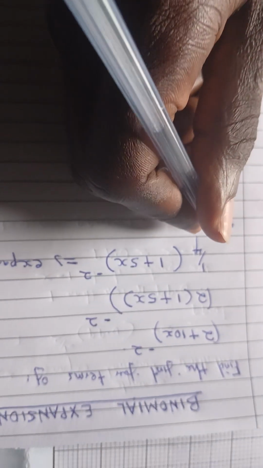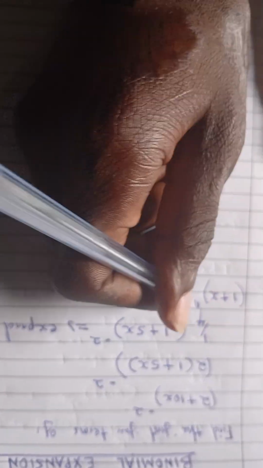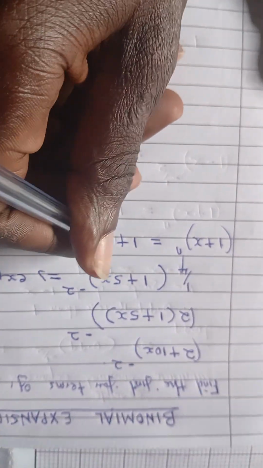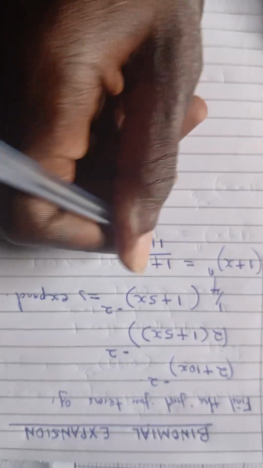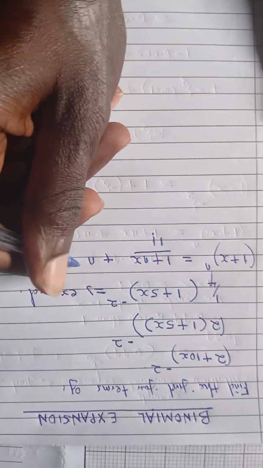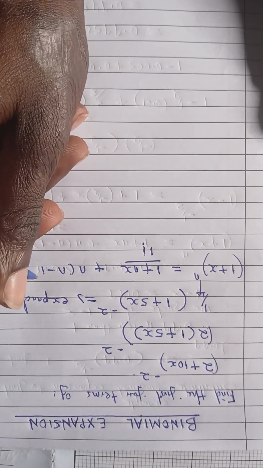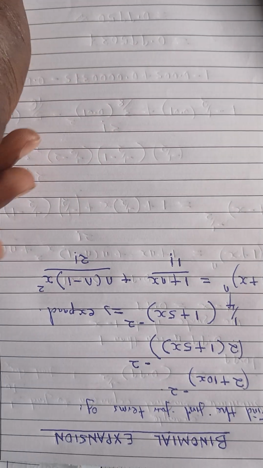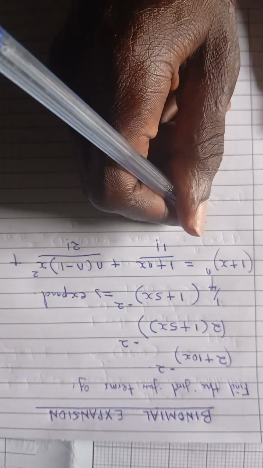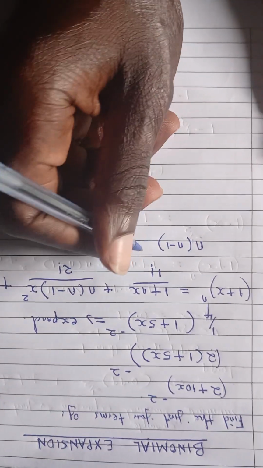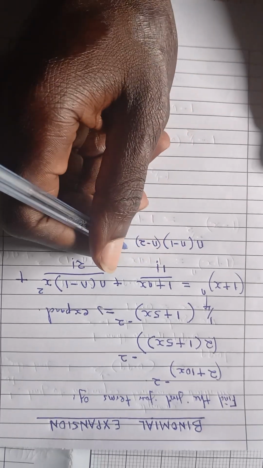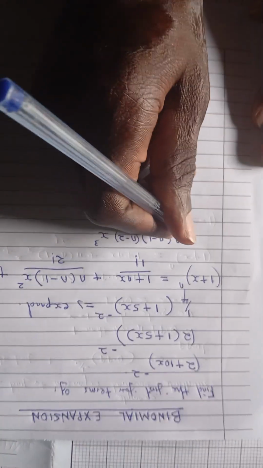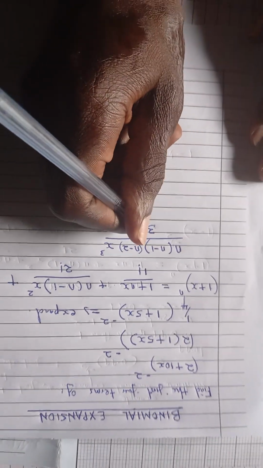So we know the formula in binomial expansion. When we have 1 plus x raised to the power n, this one is always given by 1 plus nx over 1 factorial, plus n into n minus 1 times x squared over 2 factorial, plus n into n minus 1, n minus 2, close the bracket, times x cubed over 3 factorial.